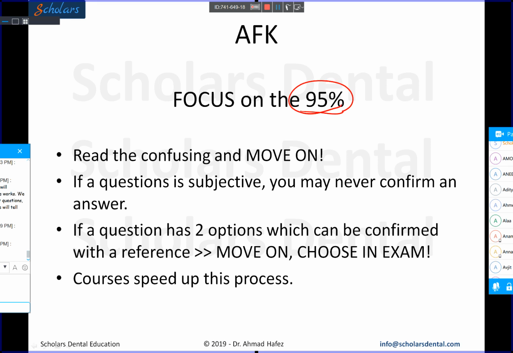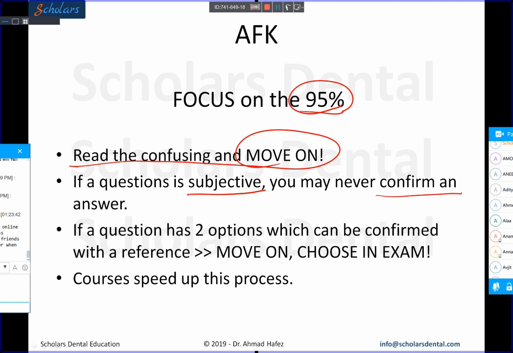Okay, there's confusing questions, concepts that are controversial, questions that don't make sense. Sometimes you don't know what to answer. Read them, but just move on. Don't get stuck there. Don't paralyze yourself. If you see a question that's subjective, you might think, what do they mean by this? I can't find evidence about it. You may never confirm an answer. Sometimes you may never reach an answer.